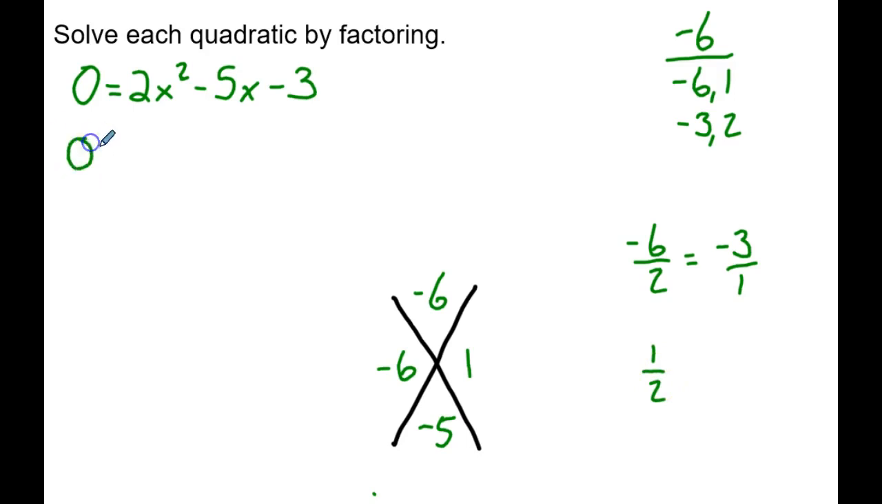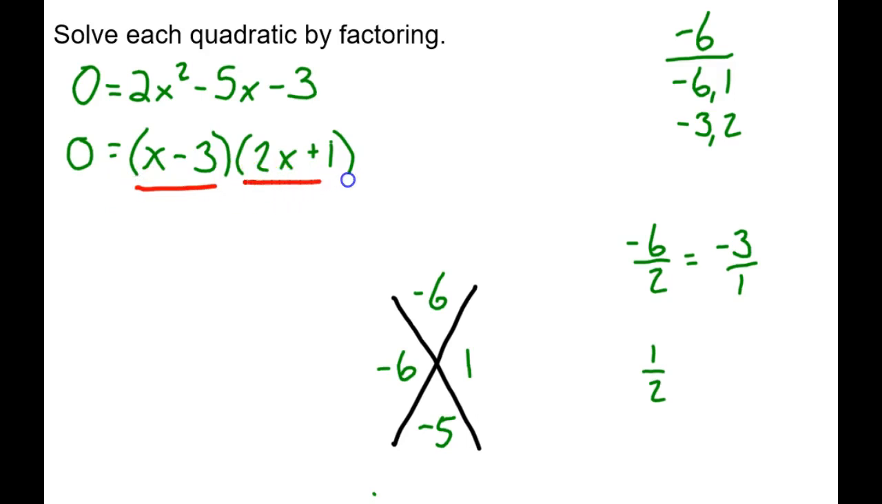So now we want to put this in our factored form. So we have a 1x, or just x, minus 3. And then our other factor is going to be 2x plus 1. Okay, so far it's the same process we've been doing. Now we need to use the zero product property. We have two factors. Our first factor is x minus 3. Our second factor is 2x plus 1.